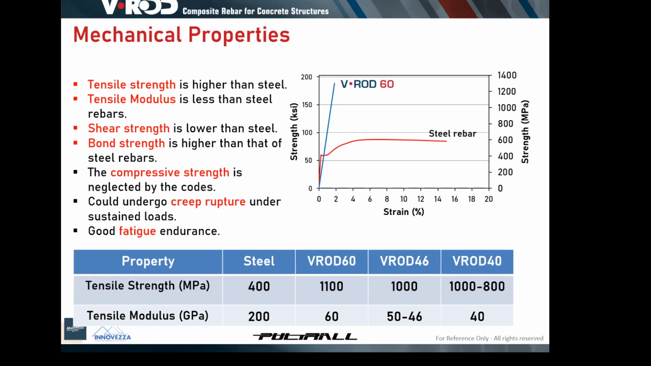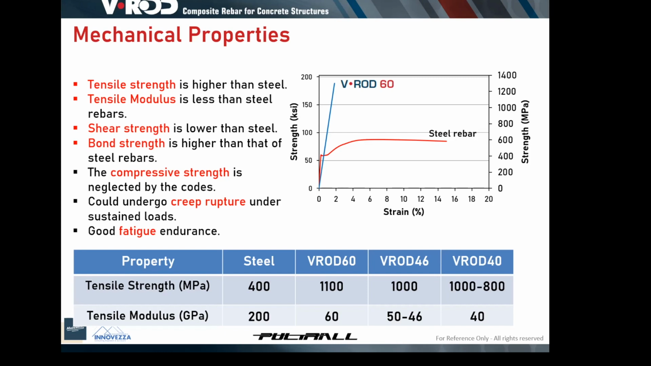Bond strength is approximately the same or slightly higher than the steel bars. We have an average bond strength of 14 megapascal for GFRP, while for steel reinforcement it is between 8 and 10 megapascal. This is the pull-out strength. So the bond strength of GFRP reinforcement is slightly higher than that of the steel reinforcement.